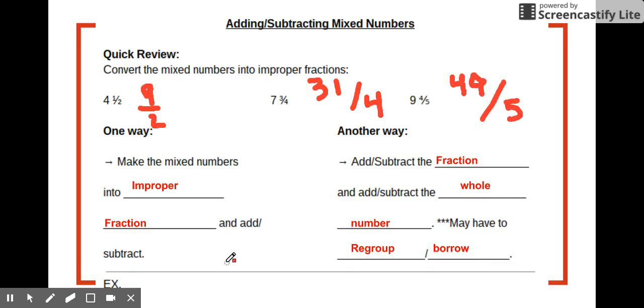Okay, now fill in the blank. There's 2 ways to do this. One way is to make the mixed numbers into improper fractions, which is what we just did, and then you add or subtract. And then the other way is to add or subtract the fraction and then add or subtract the whole number.